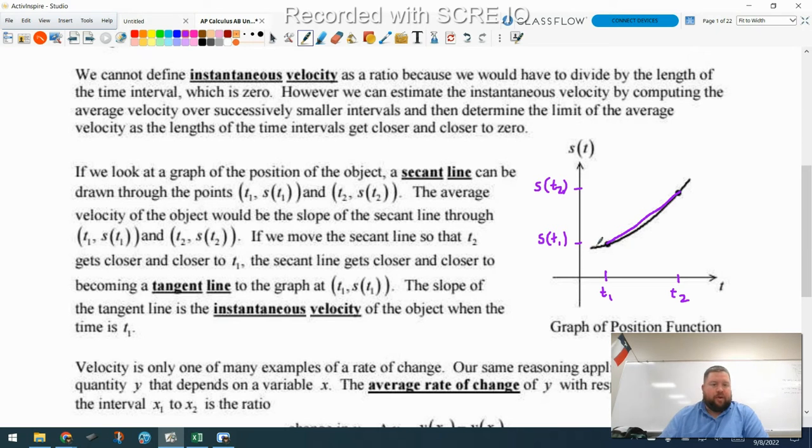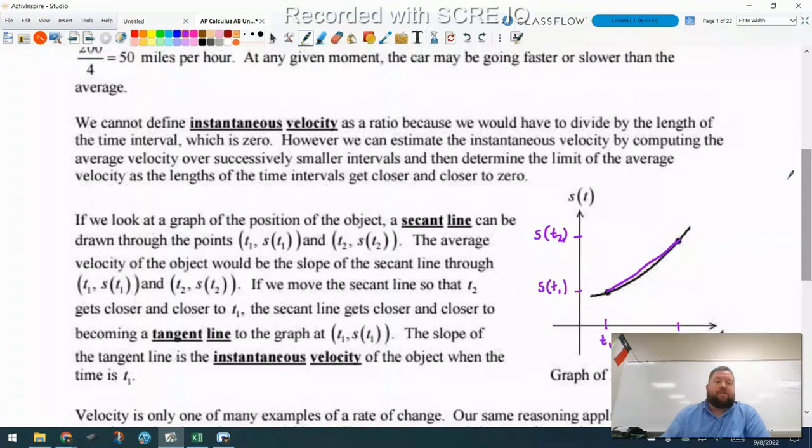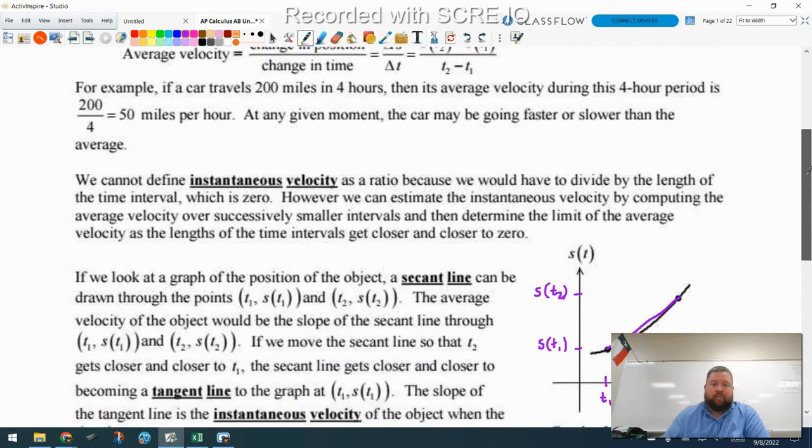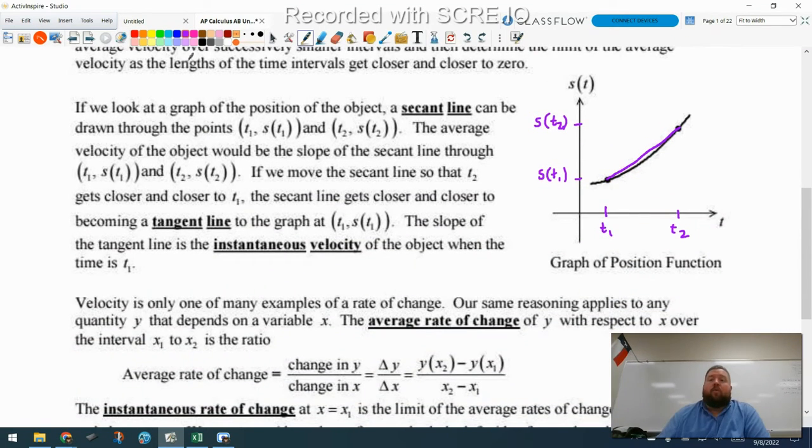The real thing connecting those 2 points is a curve. We're drawing a line, and whatever the slope of this line is, that's the average rate of change: S of T2 minus S of T1 over T2 minus T1. Same formula we just saw up here. What we're going to do with this is move the secant line so that T2 gets closer to T1. We're going to start moving T2 closer and closer, and eventually that distance between them is going to be so small, it's basically going to be zero.